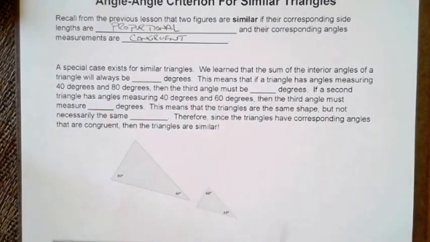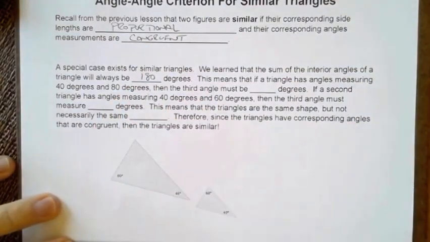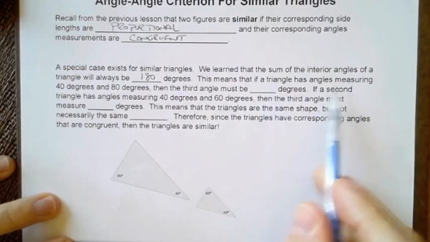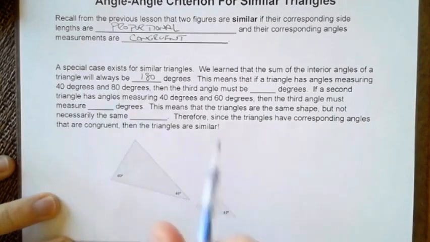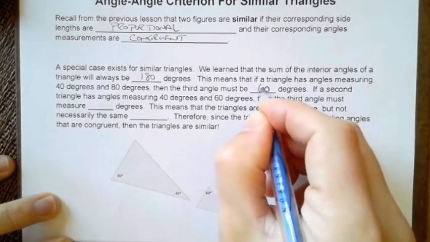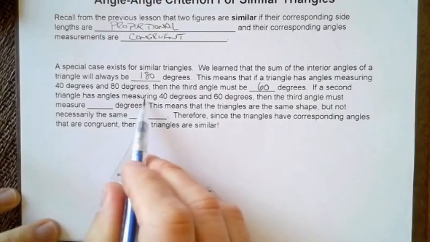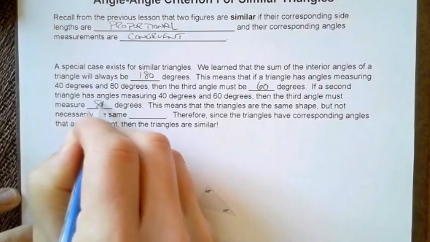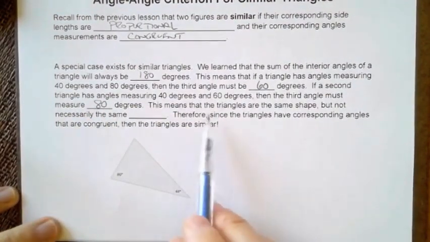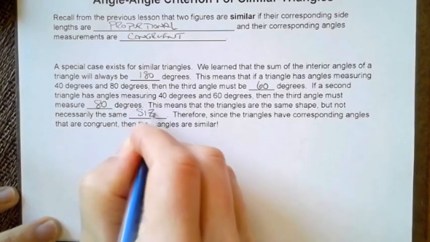We learned that the sum of the interior angles of a triangle will always be 180 degrees. This means that if a triangle has angles measuring 40 degrees and 80 degrees, 40 plus 80 is 120, then the third angle must be 60 degrees, since 40 plus 80 plus 60 is 180 degrees. If a second triangle has angles measuring 40 degrees and 60 degrees, then the third angle must be 80 degrees. This means that the triangles are the same shape, but they're not necessarily the same size.